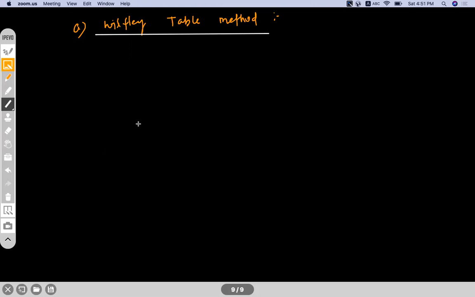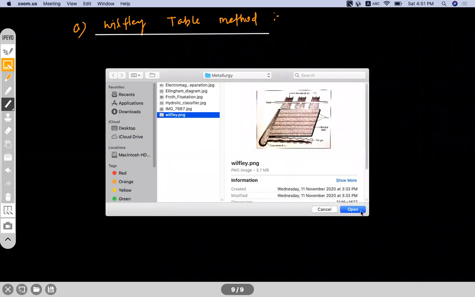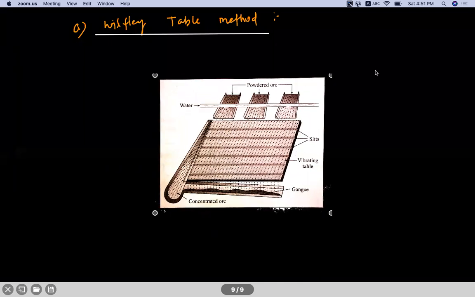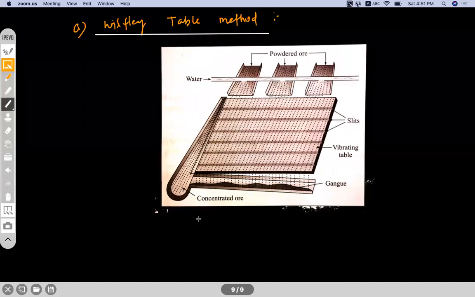Now I'll show you the diagram of it, the picture, of how we use this particular thing. See this. This is the Wilfley table. The powdered ore that you have, the concentrated ore, you will understand the process easily here. These are the plates, you can say trays, on which we put this powdered ore. We have an inlet water pipe, which sprinkles water over this tray, and then it comes down onto this table. This is the vibrating table. We have some arrangement so that we can shake or vibrate this table continuously. It keeps on vibrating, okay?